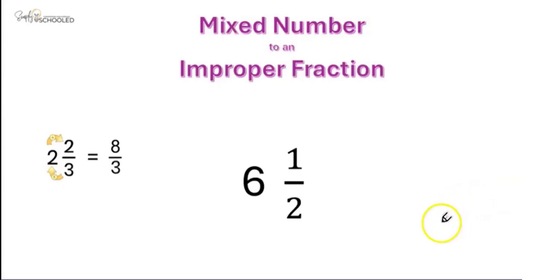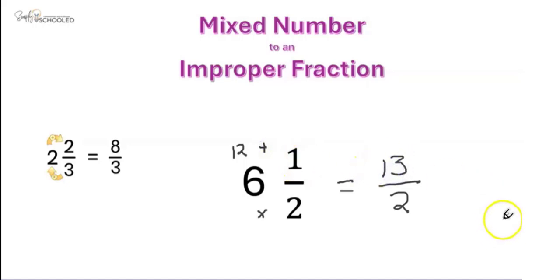I have one more example. I add my equal sign and put my denominator there because I know the denominator stays the same. Now, the denominator times the whole number plus the numerator. So 2 times 6 is 12 plus 1 is 13. And that's how you change a mixed number to an improper fraction.